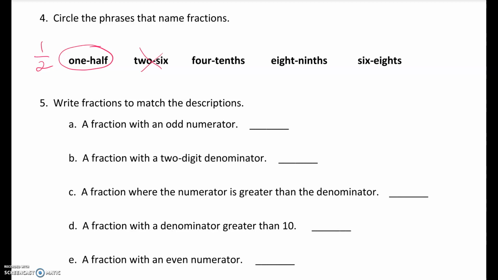4/10. Yes, I know that I'm breaking it into tenths and I'm focusing on 4 of them. So yes, this would be a fraction. 8/9. Well, I'm breaking it up into ninths and I'm focusing on 8 of them. So yes, this phrase would name a fraction. 6/8. Again, those are just 2 numbers being talked about together. So no, that would not be a phrase that would name a fraction.